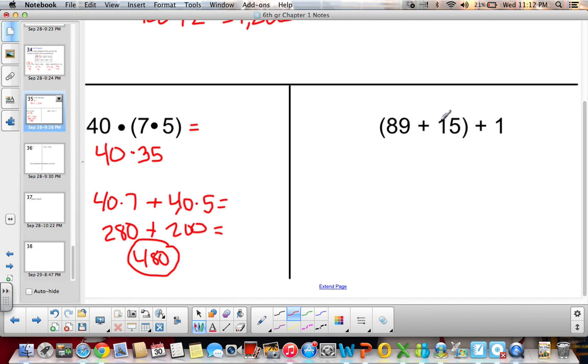And then we have 89 plus 15 plus 1. Well, we can do this in our head, but 89 is just a little bit trickier of a number to add with. So I know that if I add 89 and 1 together first, it would give me a nice even 90, and then add 15, which is easier for me to add in my head, and then I get 105.